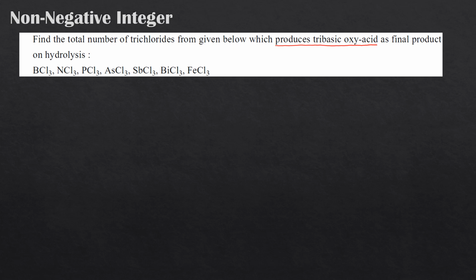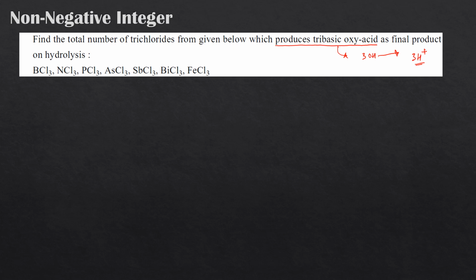Saying tribasic oxy-acid means there is some compound which has three OH groups present, and this is going to dissociate three H+ ions in the solution from just one molecule. So going forward, we'll see what happens to all these compounds when they undergo hydrolysis.